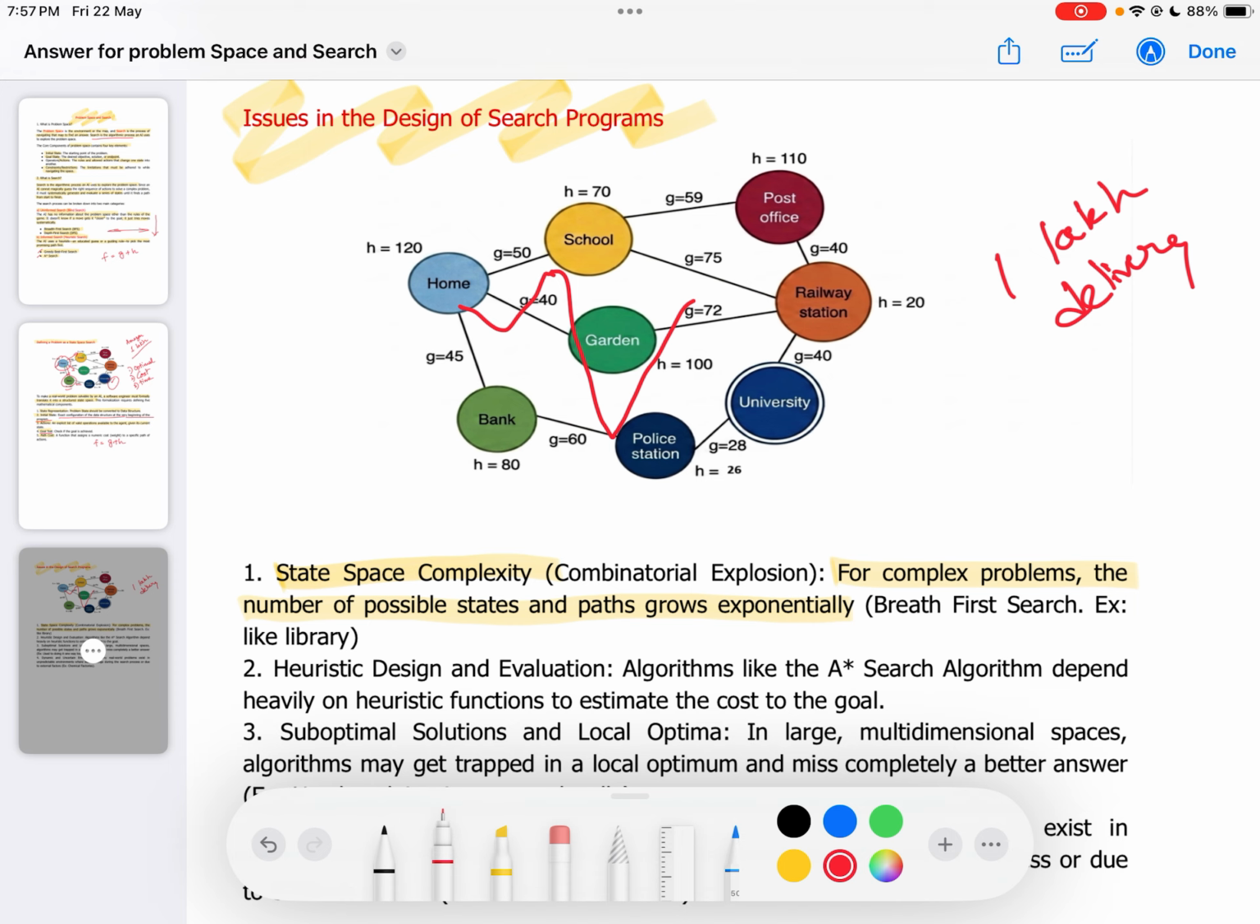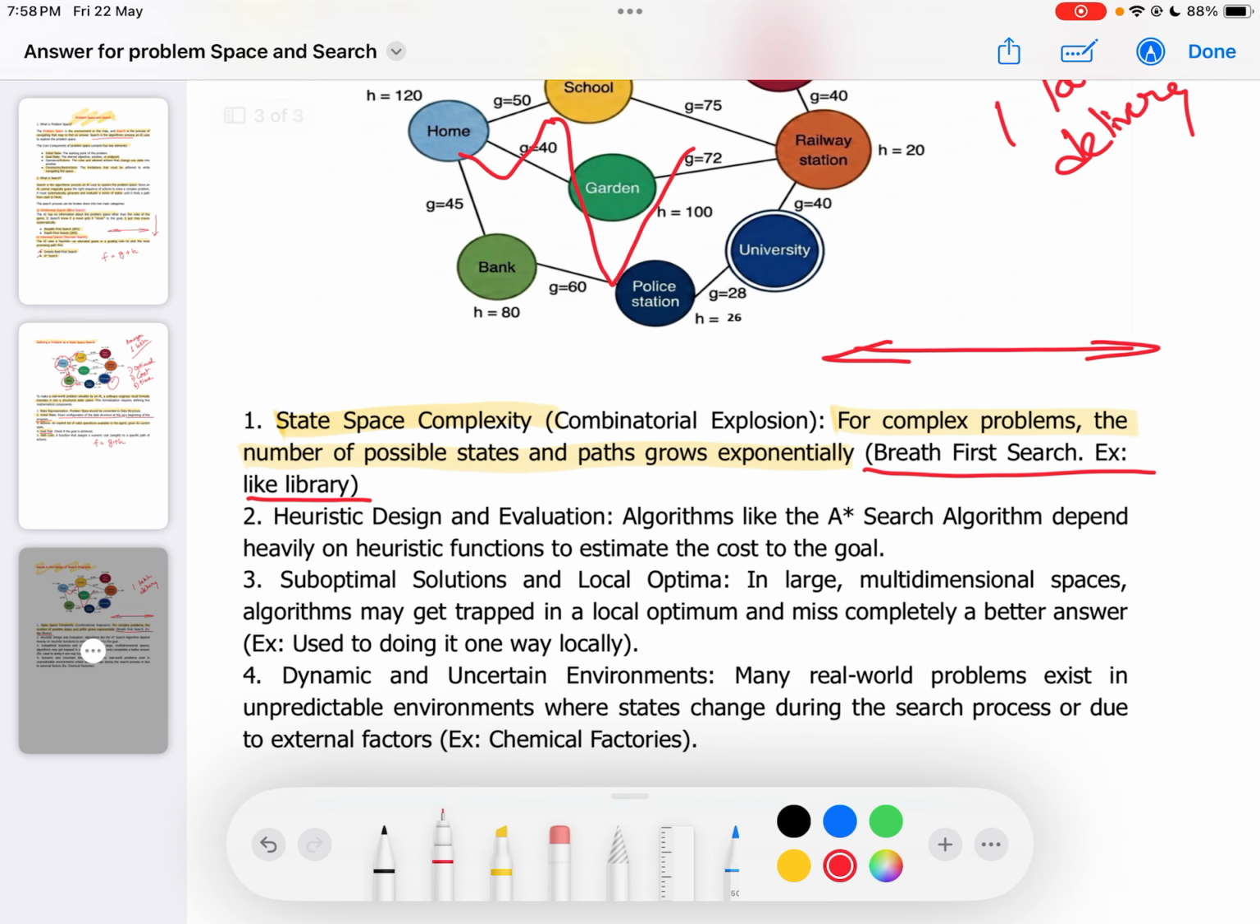Another example is breadth first search. In a library, what breadth first does is it searches horizontally. If you are searching for a book on the ground floor, first floor, second floor, without knowing which section to look in for an AI book, you keep on looking from ground floor, first floor, and it's going to take a lot of time. So it is not an effective way. That's what point number one is saying.